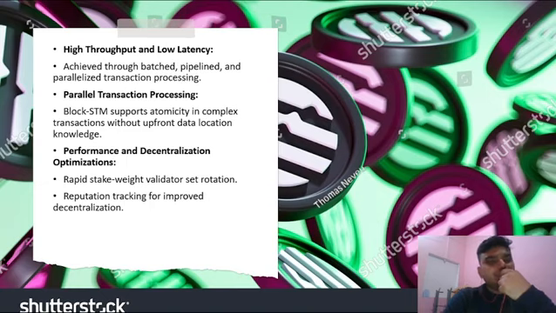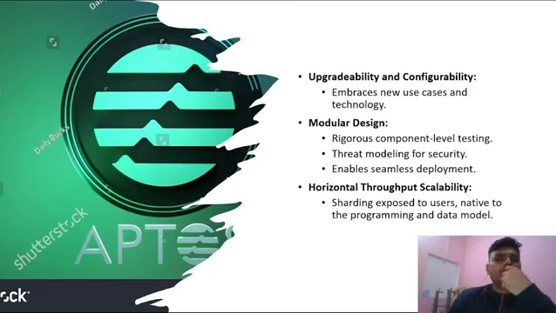Regarding parallel transaction processing, Block-STM supports atomicity in complex transactions without upfront data location knowledge. For performance and decentralization optimization, there is rapid stake weight validator rotation and reputation tracking to improve decentralization, and how decentralization gets controlled, we can discuss later. Now if we go to upgradability and configurability, as you know, new users come to the chain, and then new use cases help the technology get upgraded, and we configure it more and more.